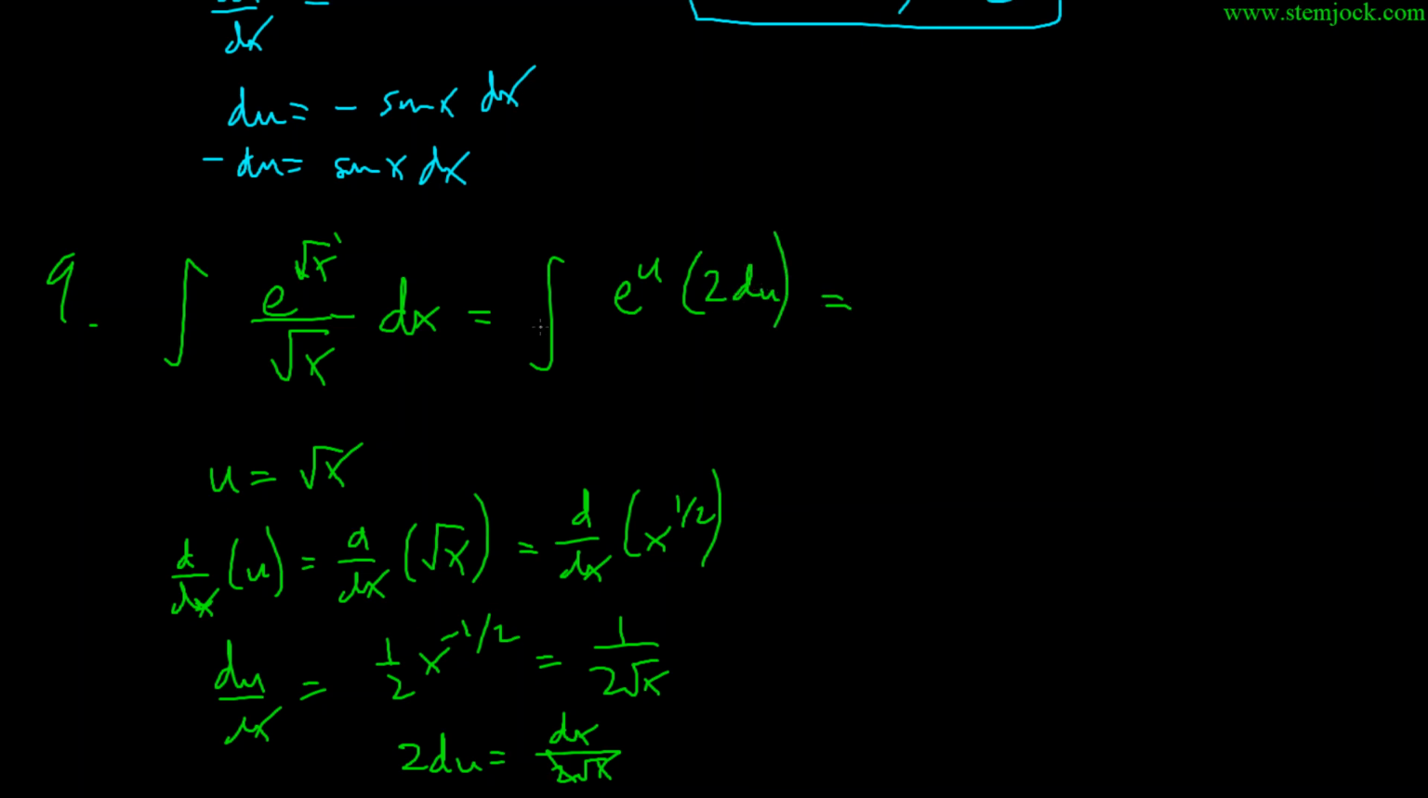2 is a constant, so I can bring it out in front of the integral. So this is 2 integral of e to the u du, and the integral of an exponential function is the exponential function. So this is 2 times e to the u plus c. And now that the integration is done, I change back to the original variable. So this is equal to 2e to the square root of x plus c.